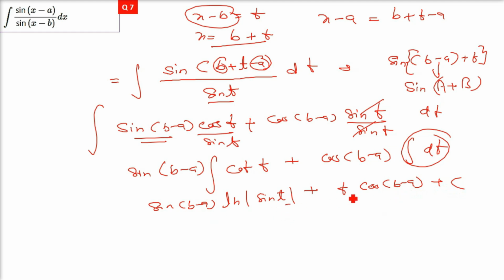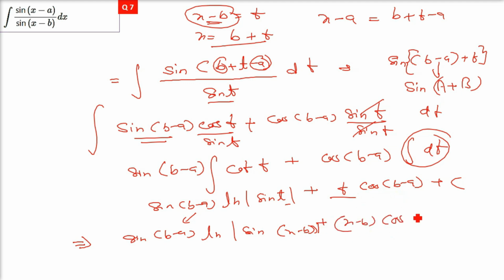But it's not complete, because t you have included by yourself. Nobody told you to do that. The question is only asking about x. So you have to convert t to x. Wherever t is there, just replace it by x minus b. So it will be modulus of sin(x minus b), plus t replaced by x minus b, times cos(b minus a), plus constant of integration. This is the whole thing. t equals x minus b that we have replaced. This is your final answer.